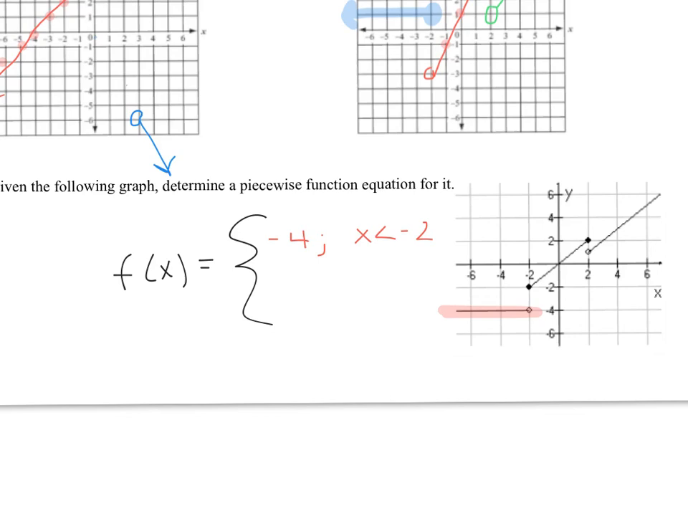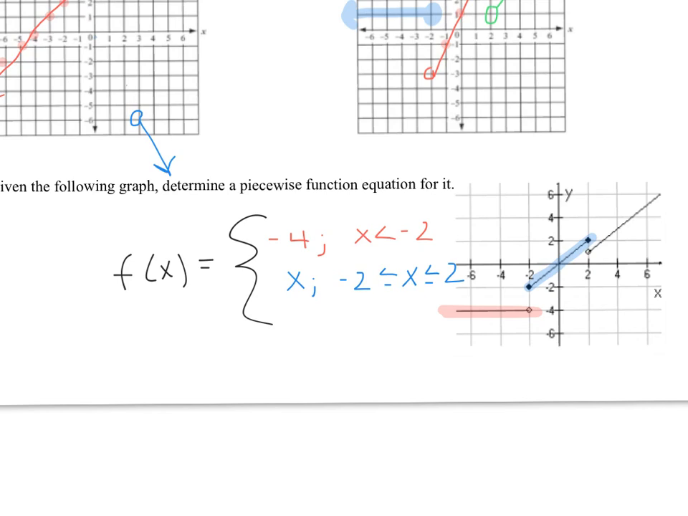I'm going to now do this line where my slope is 1, 2, 1, 2, which is 2 over 2, which is just 1, and my y-intercept is 0. So my equation is just x, and my restriction is negative 2 is less than or equal to x, which is less than or equal to positive 2.